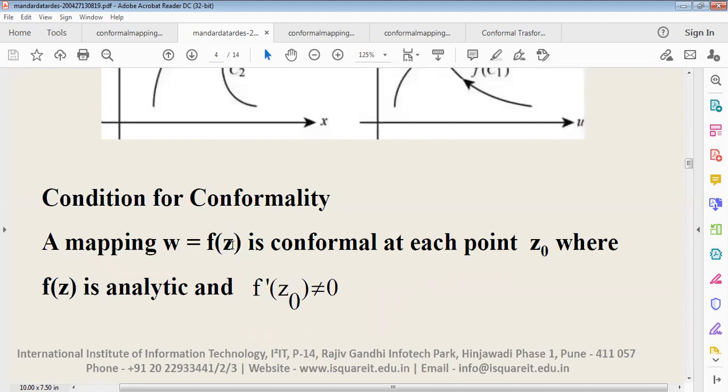Now, conditions for conformal mapping. A mapping w equals f of z is conformal at each point z0 where f of z is analytic, and the first derivative at z0 must be non-zero. That means it will not be 0. This is the condition of conformality.